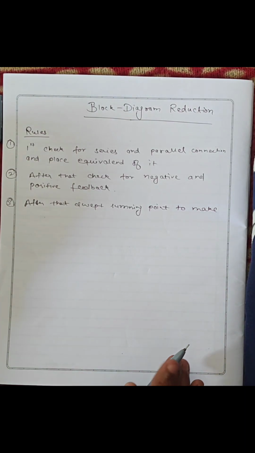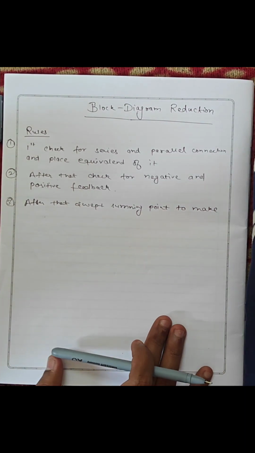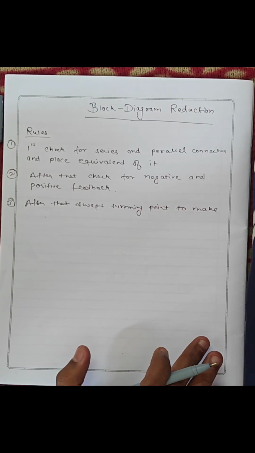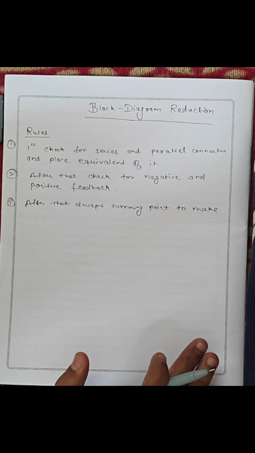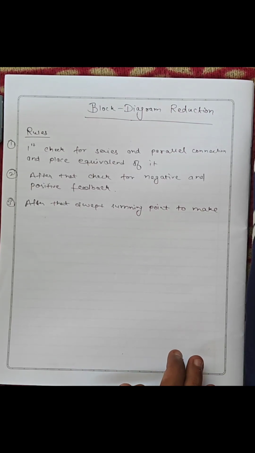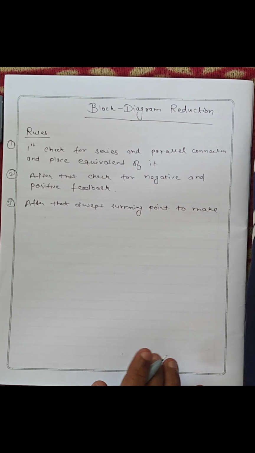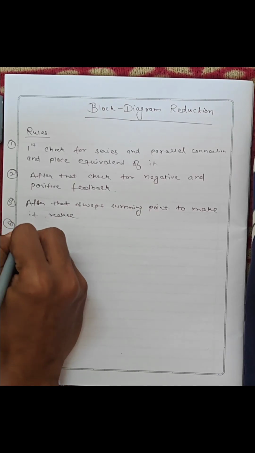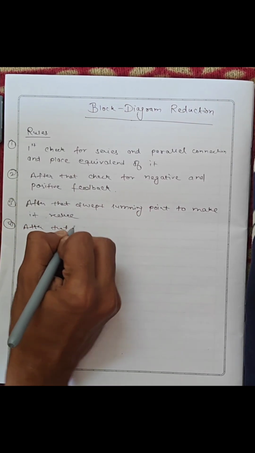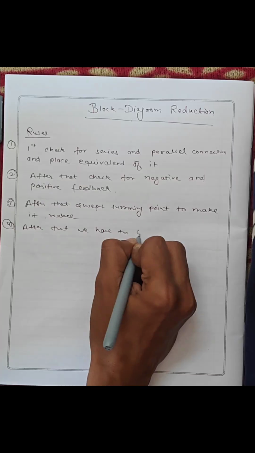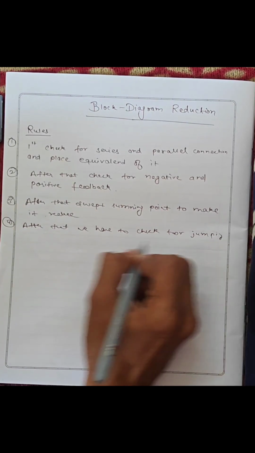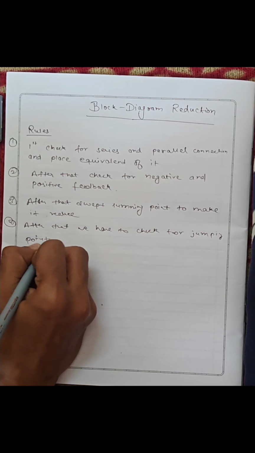So we are going to start with some of the rules to reduce the block diagram. First of all, we have to check for the series and the parallel connections and place the equivalent of them. After that, we have to check for the negative and positive feedback. After that, we have to swap the summing points to make it reducible. And fourth, after that, we have to check for the jumping points for the reduction.